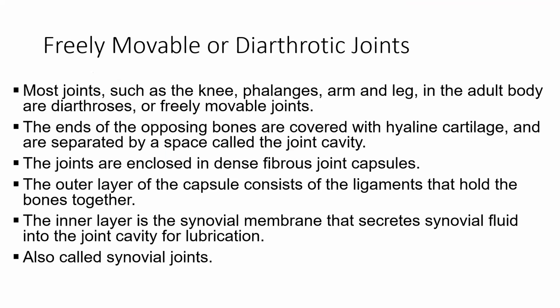Now the freely movable, or diarthrotic joints: the knee, the phalanges, the arm and leg, the elbow, the shoulder, the hip. All of these are going to be diarthrotic, freely movable joints. Now the ends of the bones are all covered with a layer of hyaline cartilage to reduce friction. And the ends of the bones where the joint is encased in a joint cavity.